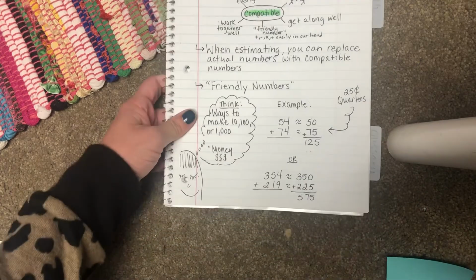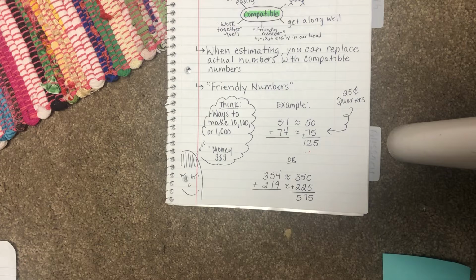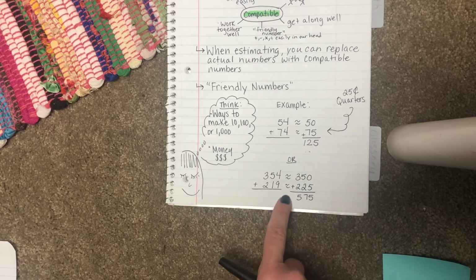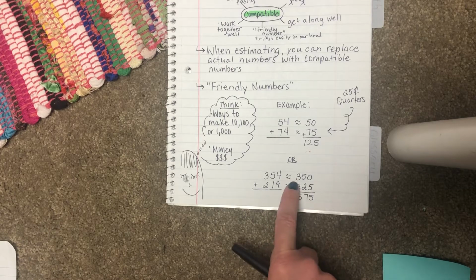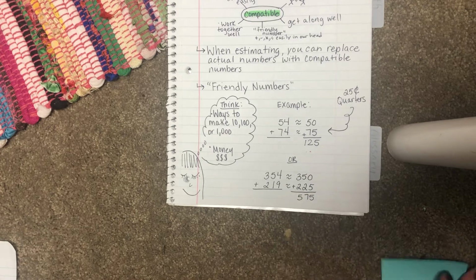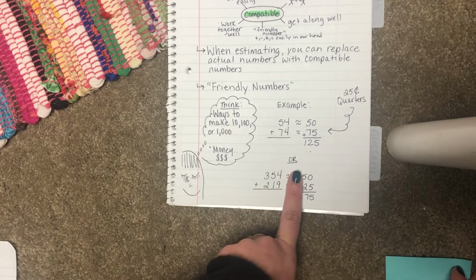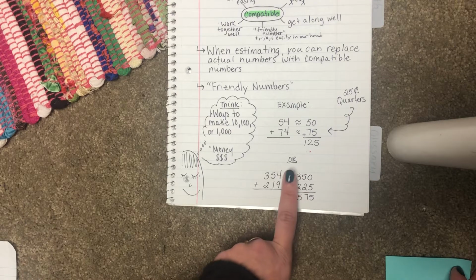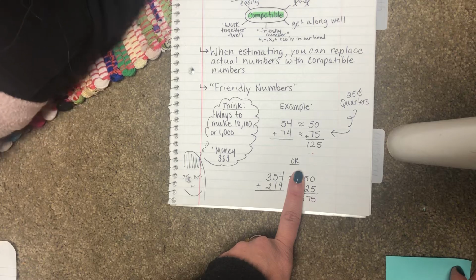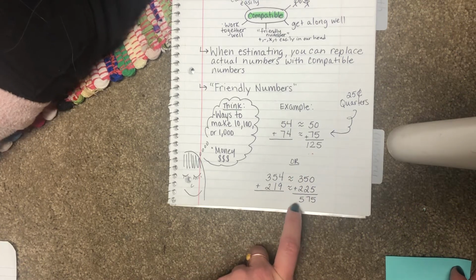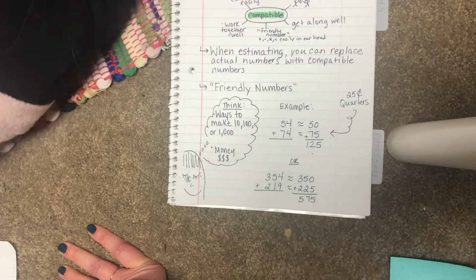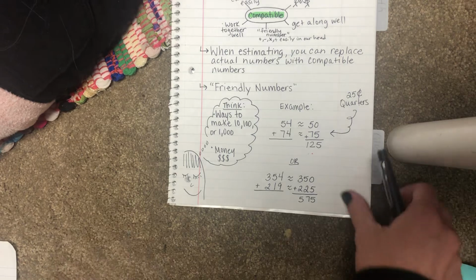Here's another example. Maybe you have 354 plus 219. I can make these kind of close to quarters, okay? So maybe I could think of this as $3.50 and $2.25. So I kind of cover up the hundreds. 50 and 25, well, if I thought about those as quarters, I know that that's 75 cents. And then the 3 and the 2 is going to be 5. So $5.75 is a close estimate, and that's me using compatible numbers.